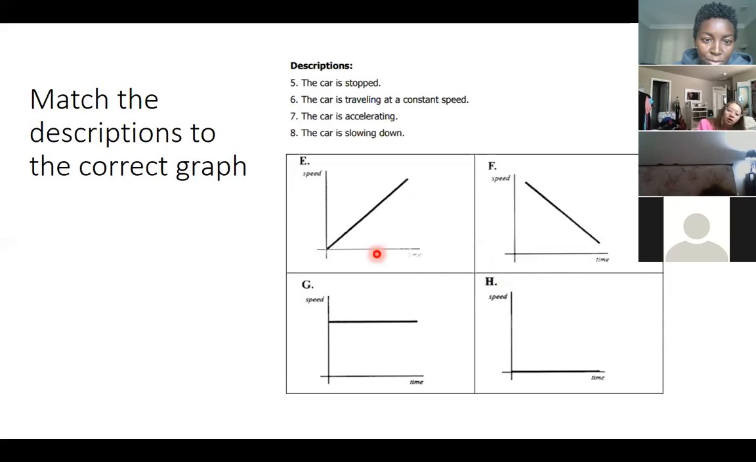And then Parker, what did you put for the car traveling at a constant speed? G. G. Very nice. And then Jessica, how about the car accelerating? I put E. E, very nice. And then Jalen, how about the car slowing down? F. F, very nice. Good.